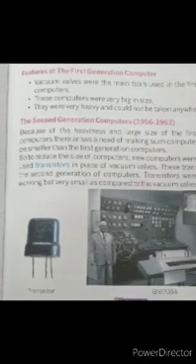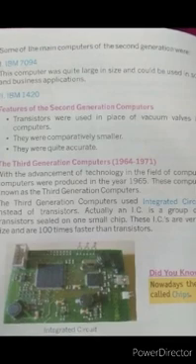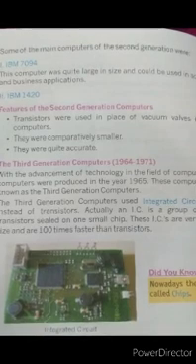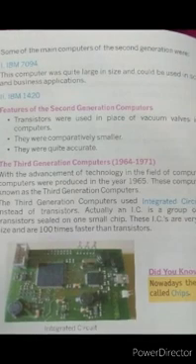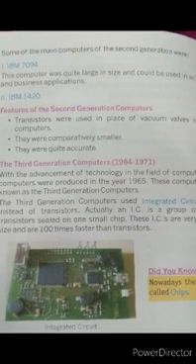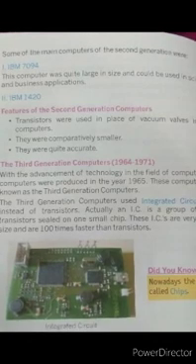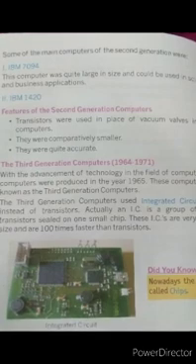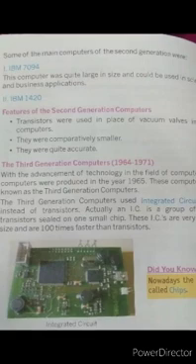The second generation. Because of the heaviness and large size of the first generation computers, there arose a need of making computers that would be smaller than the first generation computers. So, to reduce the size of computers, new computers were made which used transistors in place of vacuum valves. These transistors made the second generation of computers.